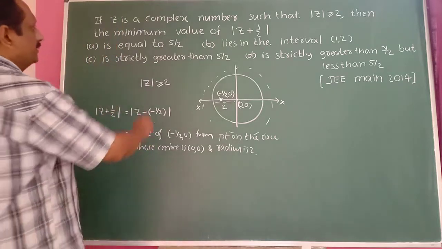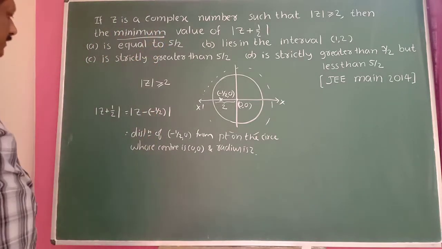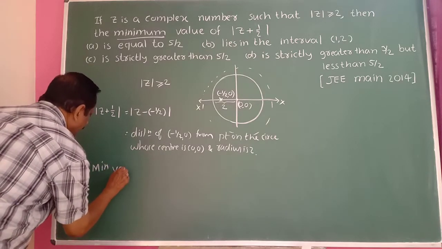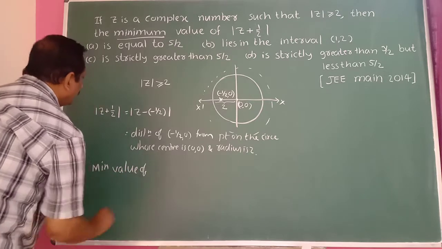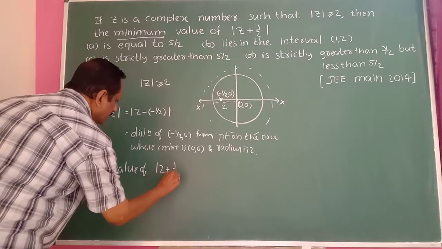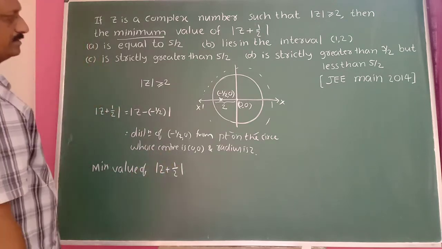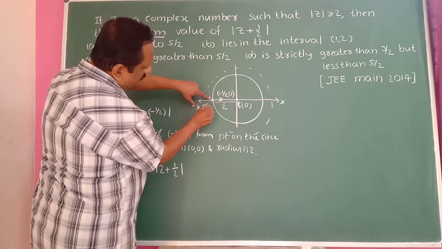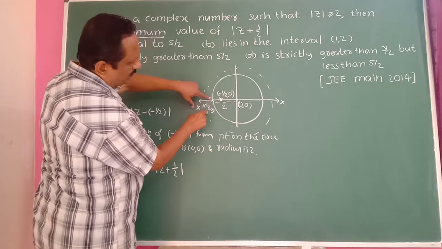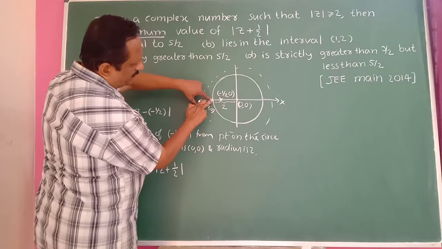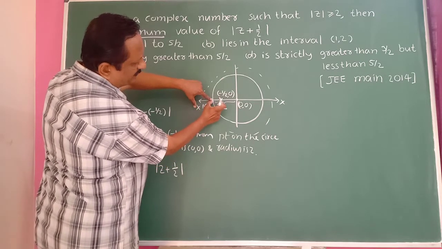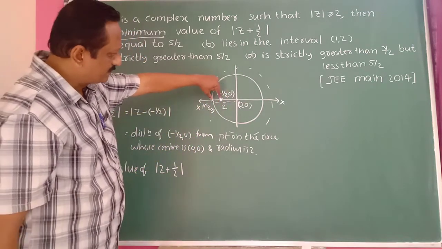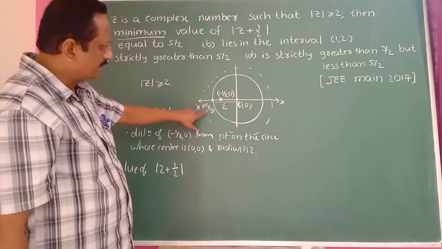But actually we want a minimum value here. Therefore the minimum value of modulus of Z plus 1 by 2, if you want its minimum value, then obviously you should take this point only. So it is minus 2 comma 0, because the radius is 2 units here. Minus 2 comma 0, its distance is the minimum distance here. And all the remaining points have a maximum distance from this point here. Okay, therefore compulsorily you take minus 2 comma 0.